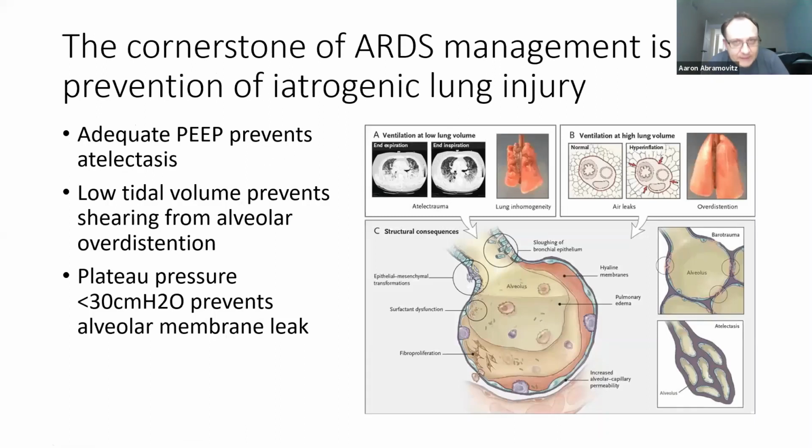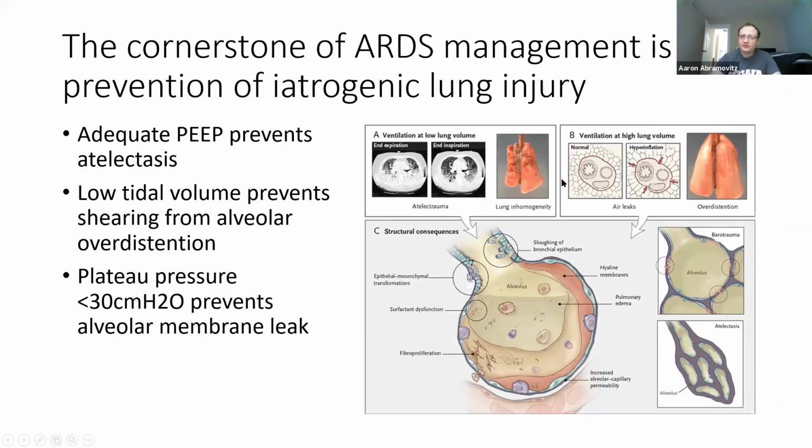So what do we do about it? Well, unfortunately, a lot of things have been tried, and the only thing that seems to really result in improvement is the right kind of supportive care. So maintaining oxygenation and ventilation without causing further lung injury is necessary to manage ARDS. And the goals are to prevent atelectasis with adequate PEEP, low tidal volume ventilation to prevent alveolar overdistension, and then keeping the plateau pressure less than 30 prevents alveolar membrane leak.